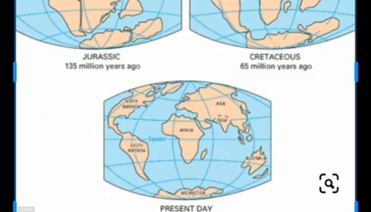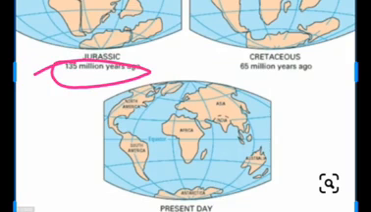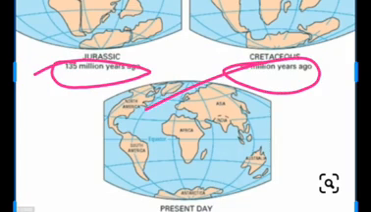Now, the previous pictures that you saw were around 225 million years ago, and then 200 million years ago. In these pictures you would see how the continents looked 135 million years ago and 65 million years ago, and this is the condition of our current continents. Now see, here the continents have already started taking shape. They have already started forming, right?